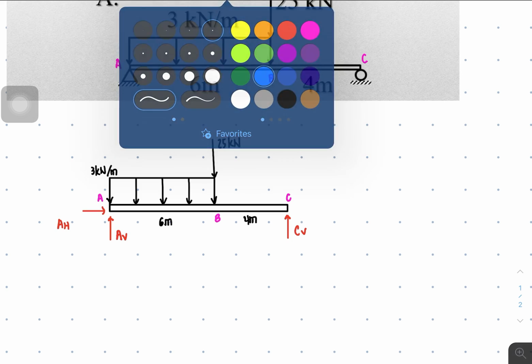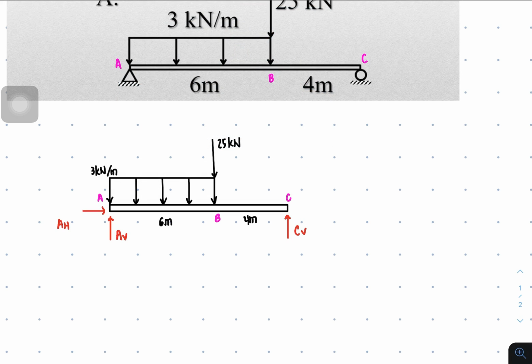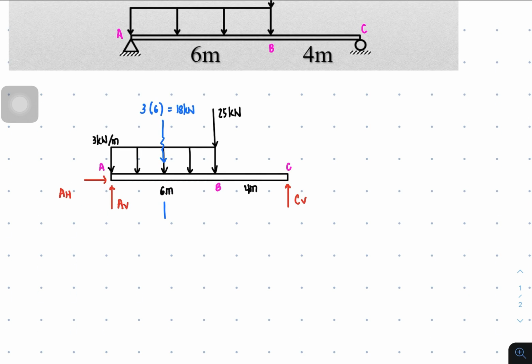So for a distributed load, you get the component, the resultant. Since this is a rectangle, we know already that a rectangle's resultant is always at the middle of its distribution. So the distribution is 6 meters. So the resultant is the product of 3, which is the kilonewton per meter, times 6. And that's equal to 18 kilonewtons. And this resultant is found 1/2 of 6. So this is 3 meters on the left, and here this is 3 meters from the right.